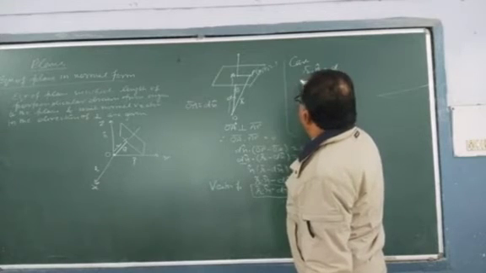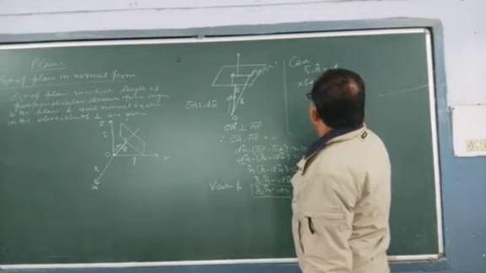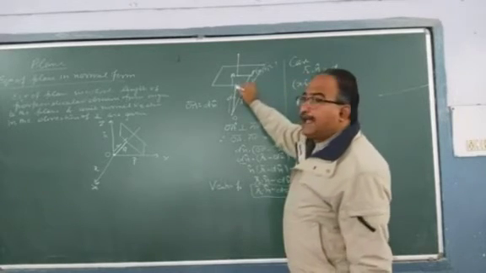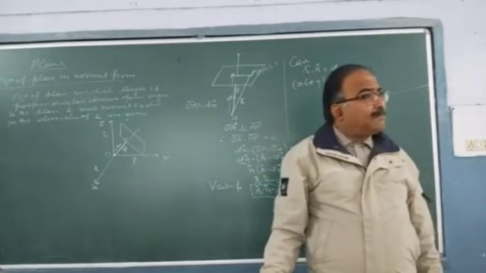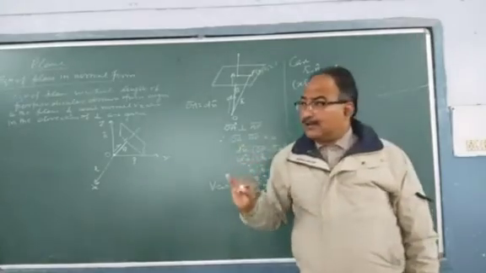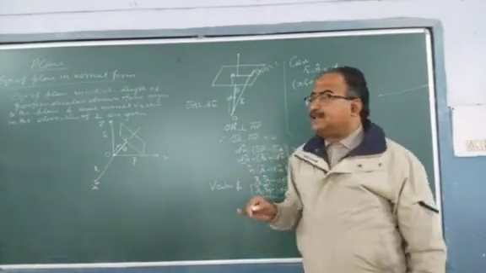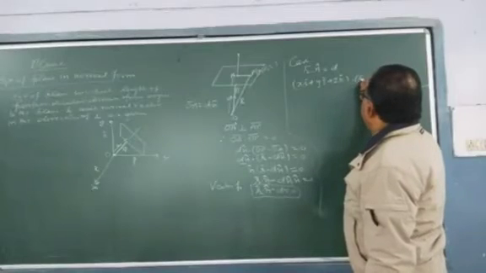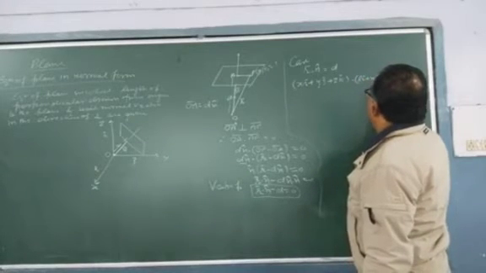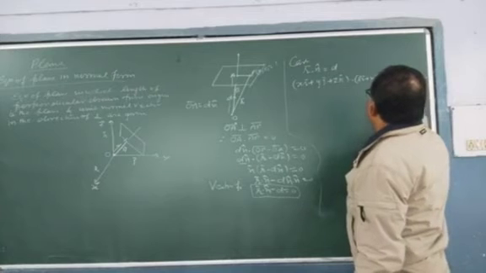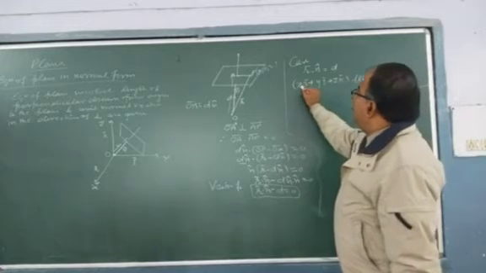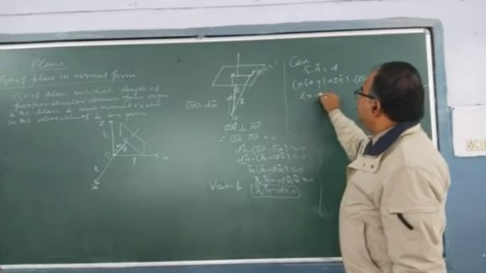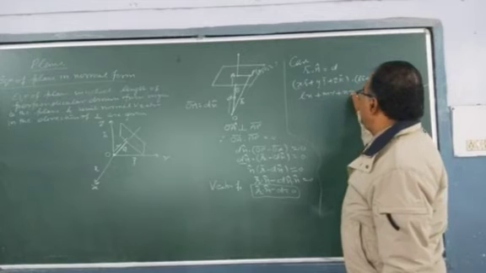So r is replaced by xi plus yj plus zk, dot n. n is a unit vector. The unit vector is li plus mj plus nk. If it were not a unit vector, it would be ai plus bj plus ck. So because of the unit vector, we can write li plus mj plus nk, and d as it is. Now it is a dot product, so x into l, lx plus my plus nz equal to d.